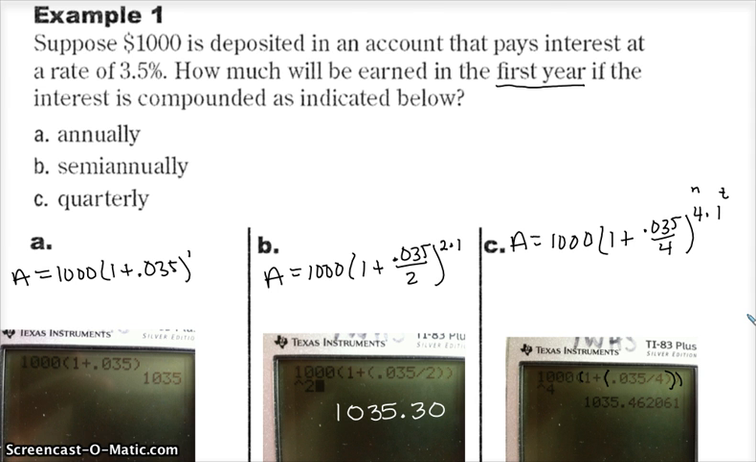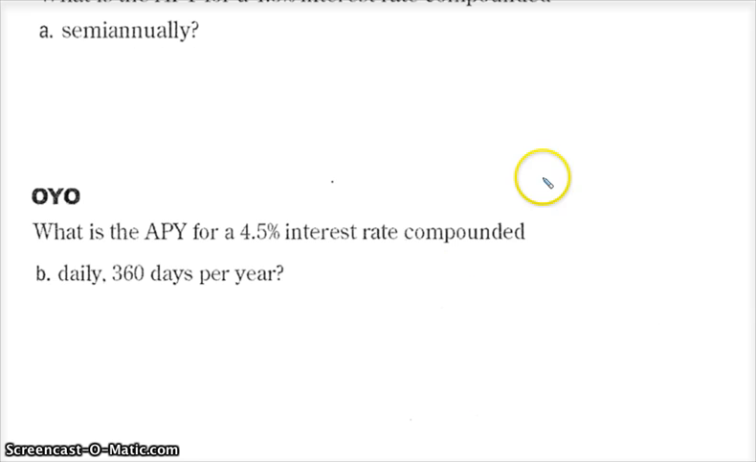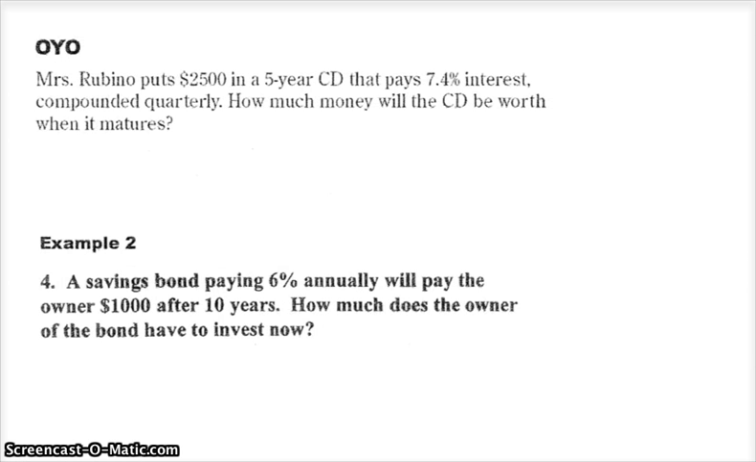Alright, you try one on your own now. Let's look at the first problem on the back. Do the on your own problem where Mrs. Rubino puts $2,500 in a 5-year CD that pays 7.4% interest. Then check your answer.